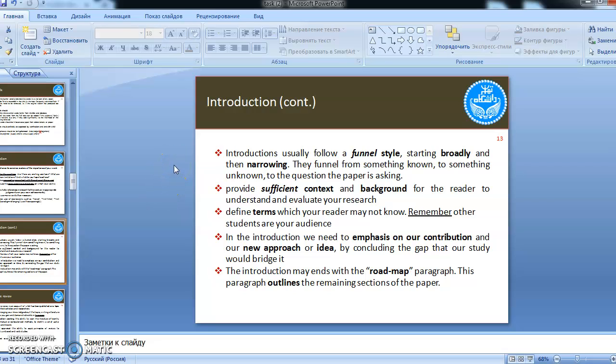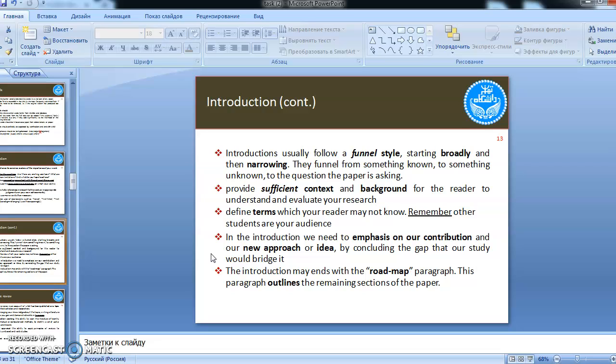In the introduction part, introductions usually follow a funnel style, starting broadly and then getting narrower and narrower. This means that they should focus on the main point, the exact point. You should provide sufficient context and background, and you should define terms. In the introduction, we need to emphasize our contribution and our new approach or idea.